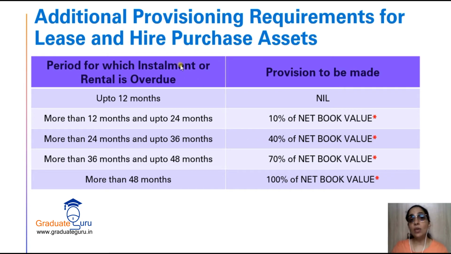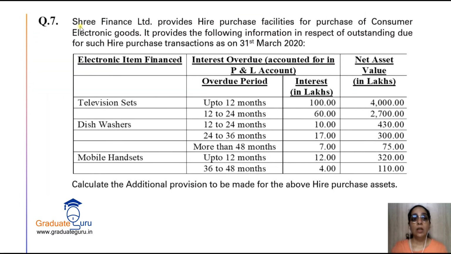So now let's do a sum based on this. और ये basic sum है पहला वाला, जहाँ पर net book value already दी है आपको. In the next sum, first we will see how to calculate net book value, and then उसके बाद जो sum करेंगे वहाँ पर हम net book value भी calculate करेंगे और additional provision भी हम calculate करेंगे. So let's go to question number 7.